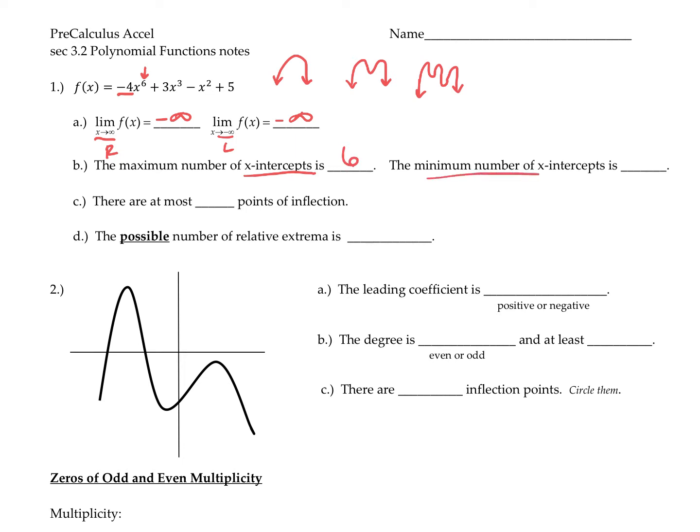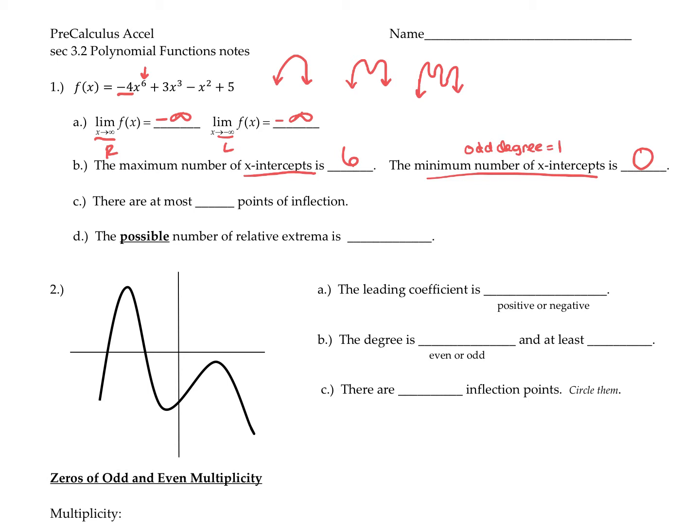The minimum number of x-intercepts, well, since it's an even function, it doesn't have to hit the x-axis at all, so that could be as low as 0. If it was an odd degree, the answer to this one would be 1.